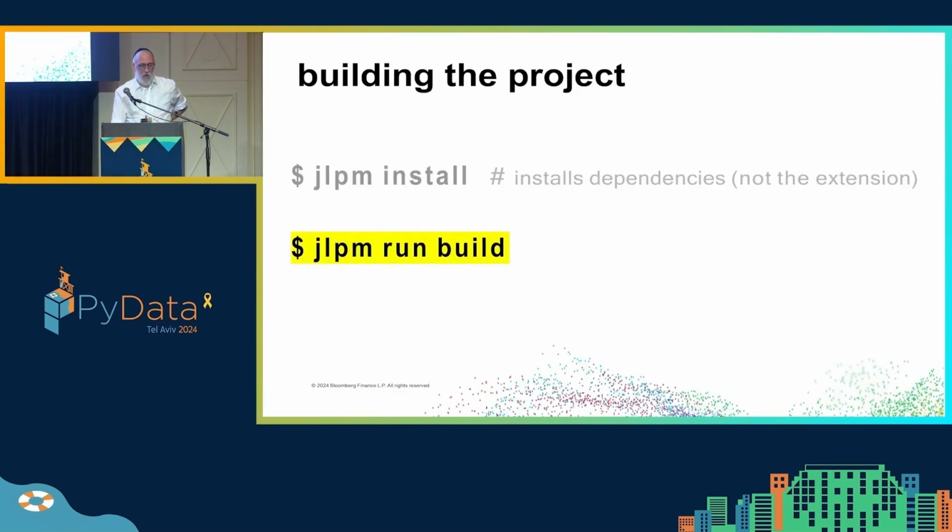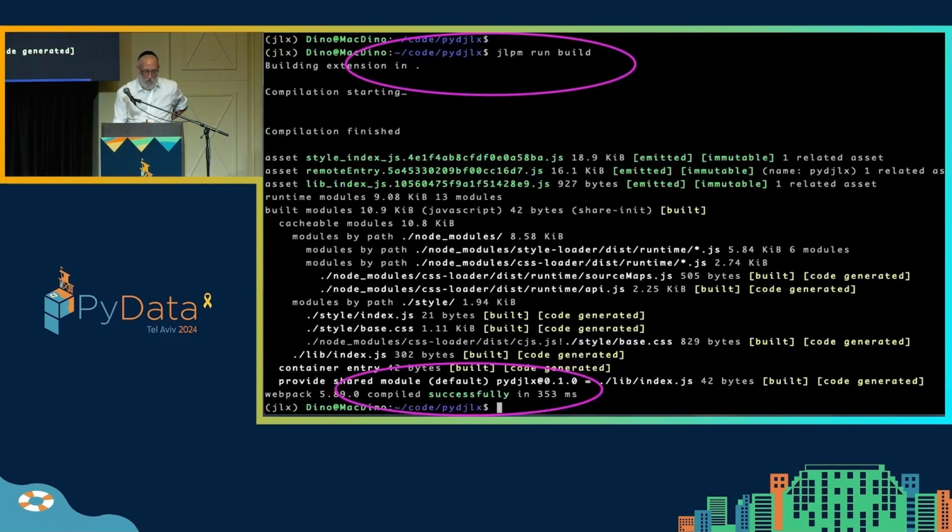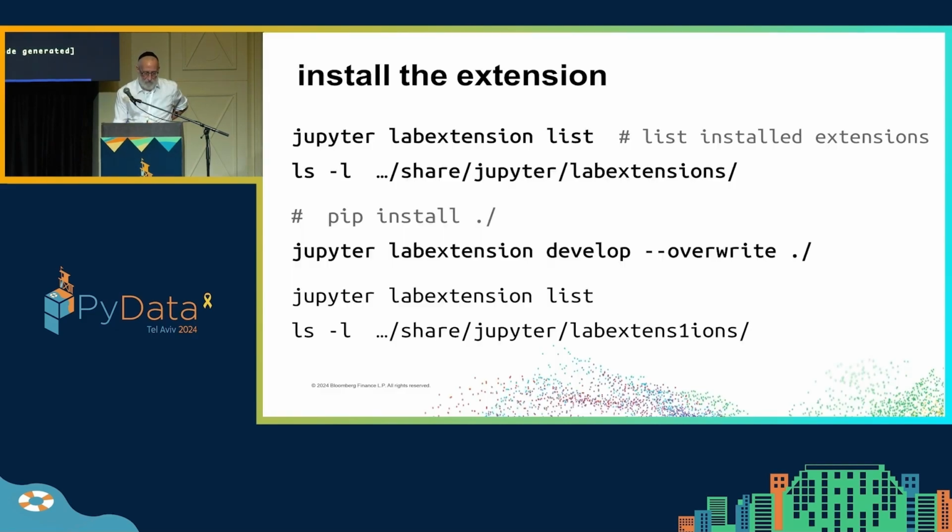So now we can build our project. We run jlpm run build. This is one of those scripts in the package.json file we saw. And when you run the build, the screen looks something like this. It should say successful at the bottom.